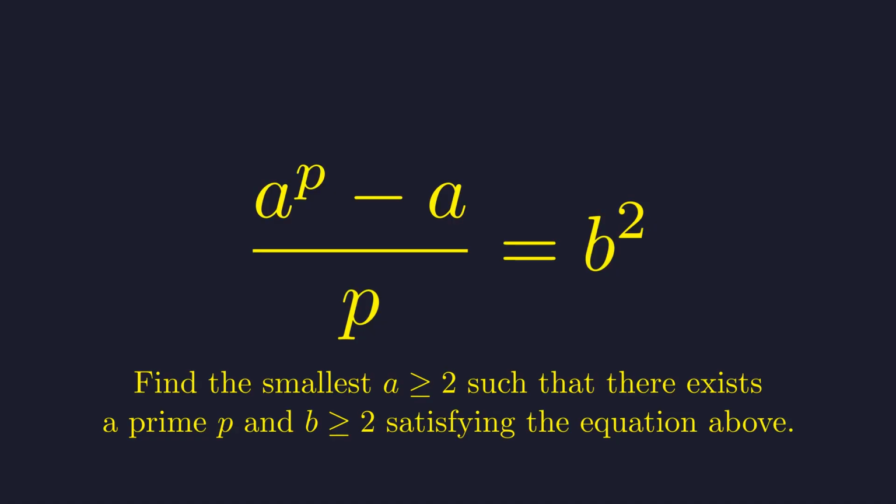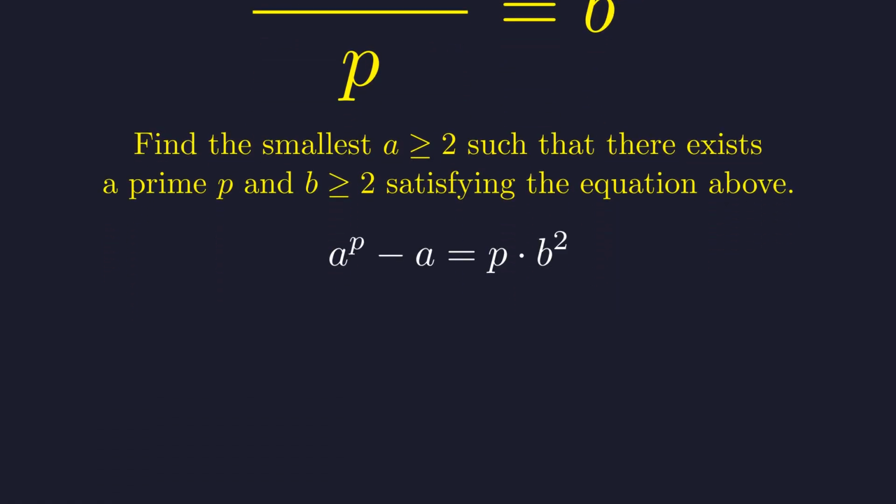Notice a key property here. By Fermat's little theorem, for any prime p, this expression is guaranteed to be an integer. The theorem tells us that p always divides a to the p power minus a. The real question is, when is that integer a perfect square?